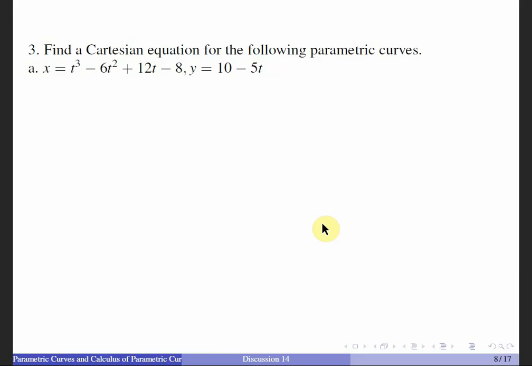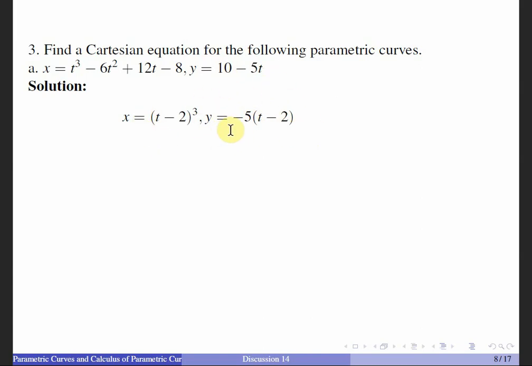So let's try to factor some stuff here. So if you see here, this term is actually a binomial expansion. So this is actually equal to t minus 2 quantity cubed. And then whereas here for y, y is equal to negative 5 multiplied by t minus 2.